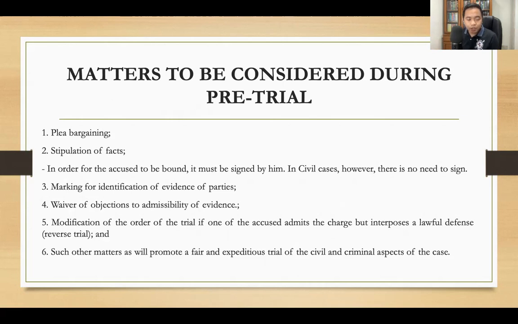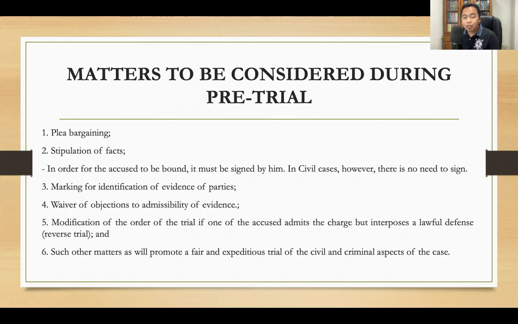Now, waiver of objections to admissibility of evidence. You know for a fact that, for example, in the rules on electronic evidence, the original of the evidence must be presented in court. So during pretrial, the prosecution can request that the accused or the defense waive. When you say waiver, that means that the defense will no longer interpose any objection as to admissibility of a particular evidence.